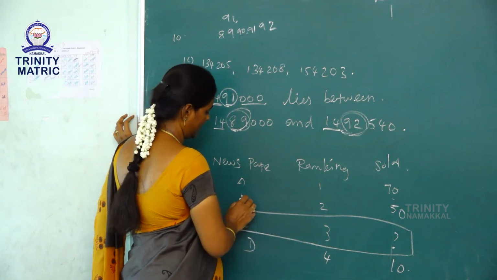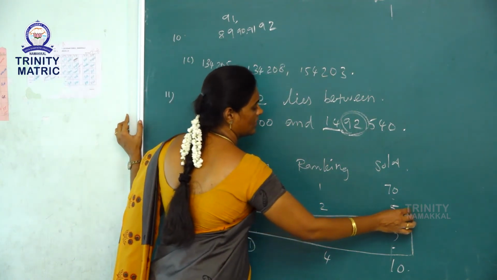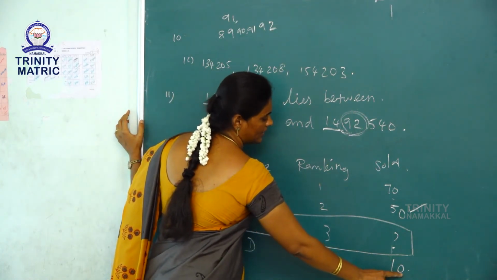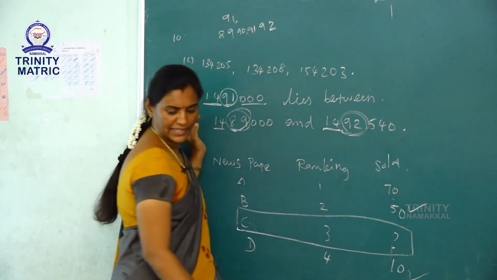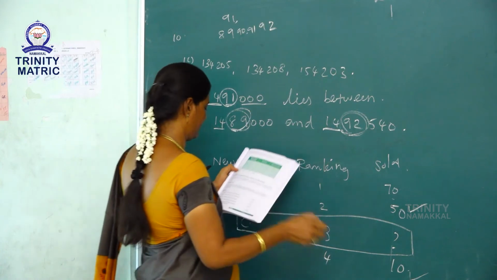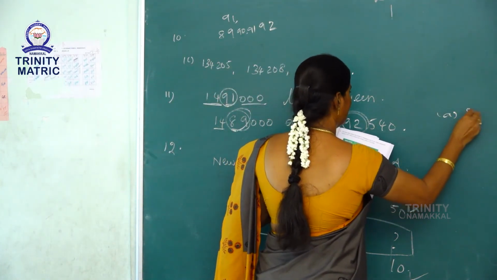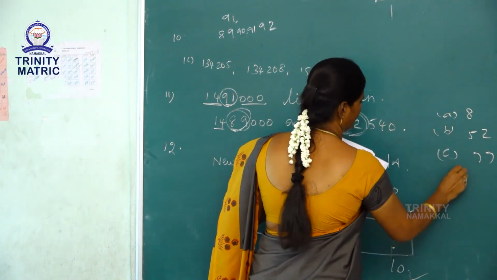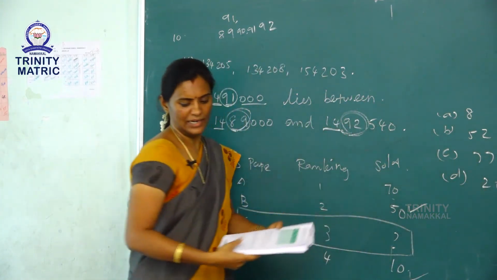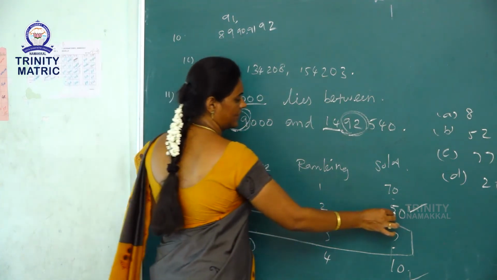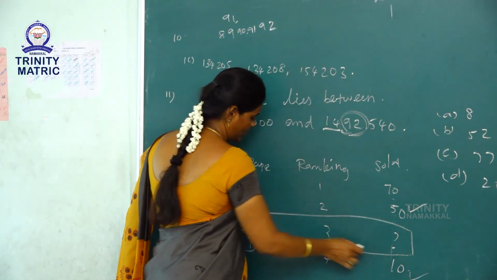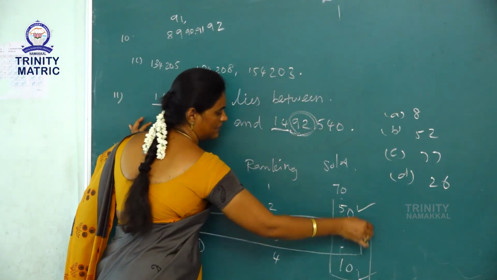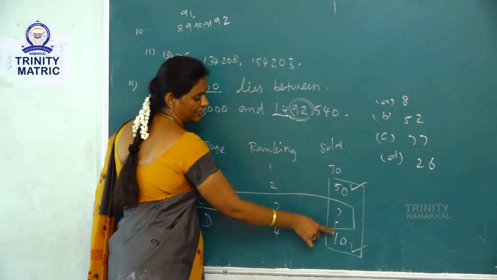See here, we have to find how much newspaper C sold in 2018. Newspaper B sold 50 lakhs. Newspaper D sold 10 lakhs. Here the options given are 8, 52, 77, then 26. Listen carefully. Here B is 50 and D is 10. So newspaper C lies between 50 and 10.